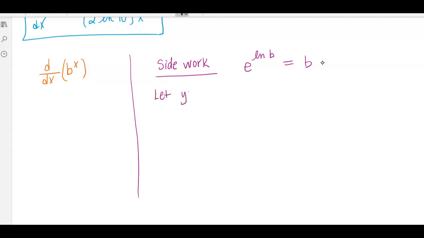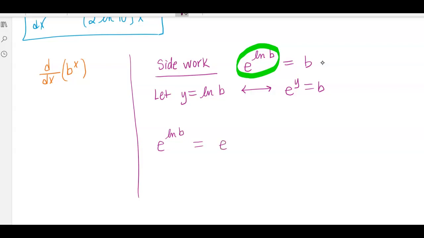So let's let y equal what's up in the exponent, natural log of b. Rewriting this as an exponential, I can write it as e to the y power equals b. So looking at this, we're starting here now. e to the natural log of b is the same as e to the natural log of e to the y. What I did was I used this substitution. Instead of having b, I wrote e to the y.